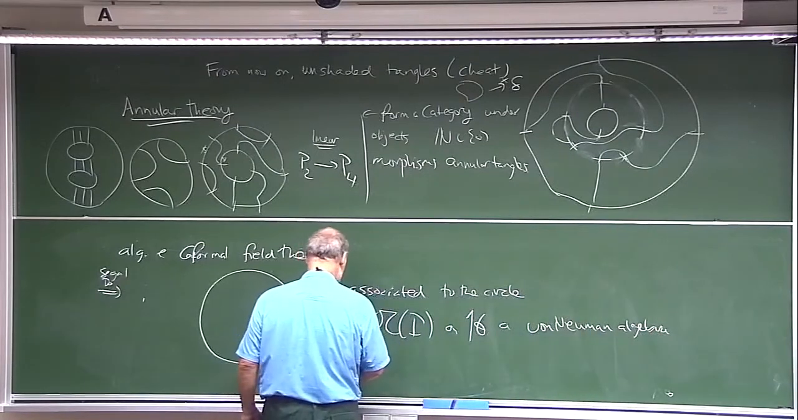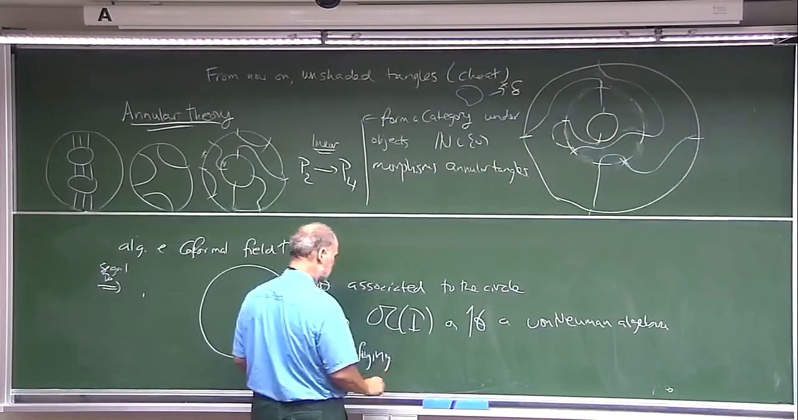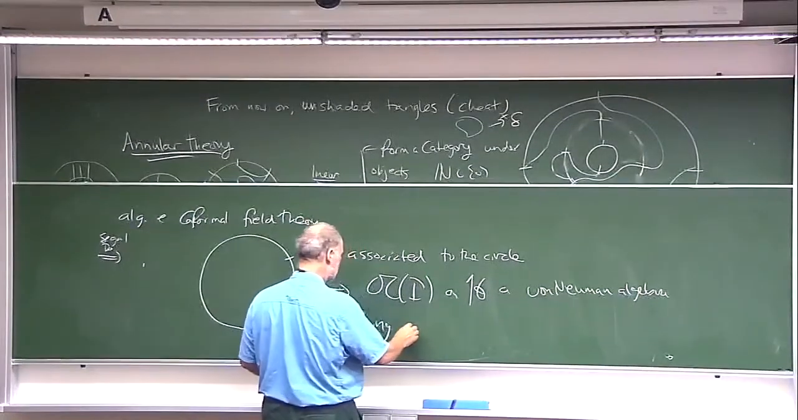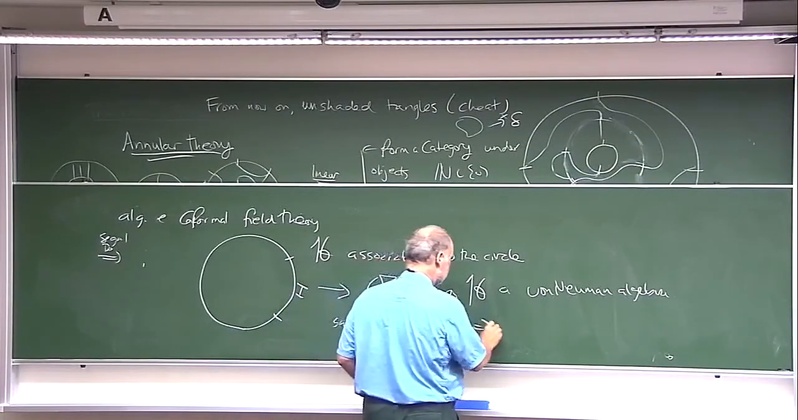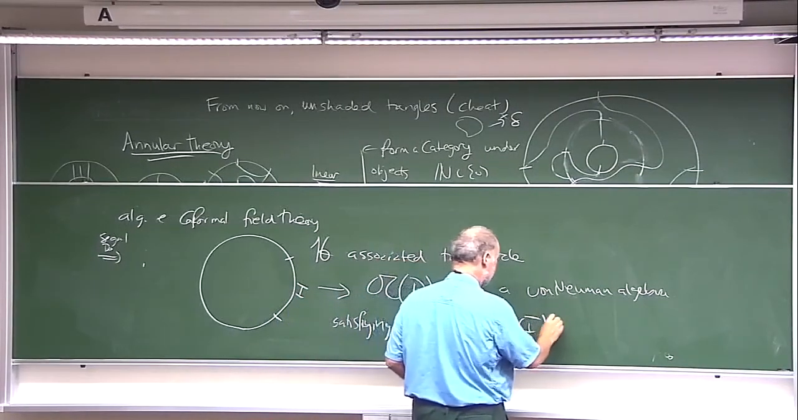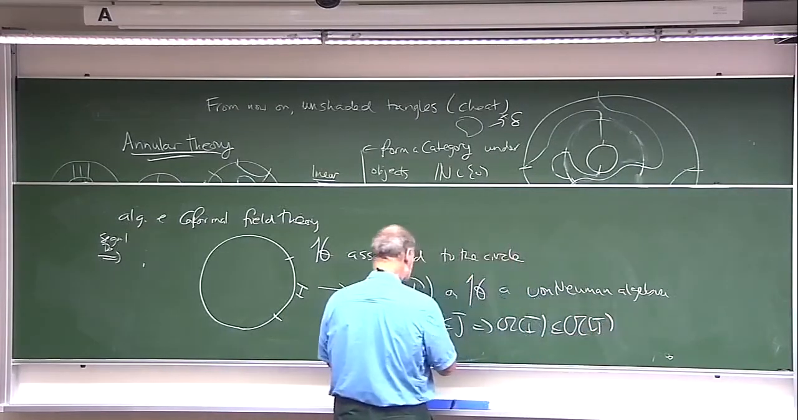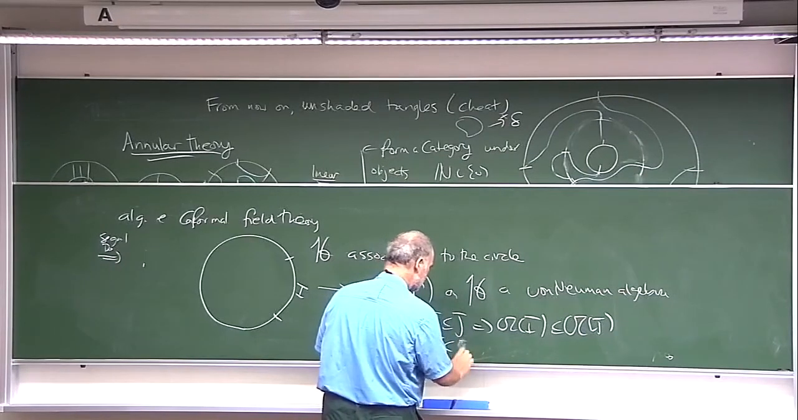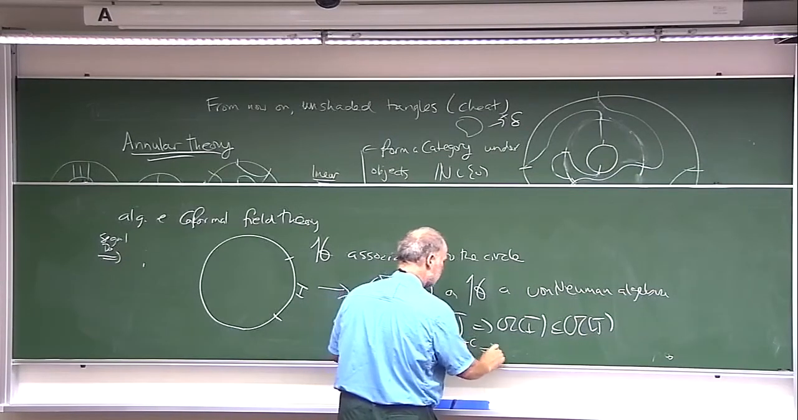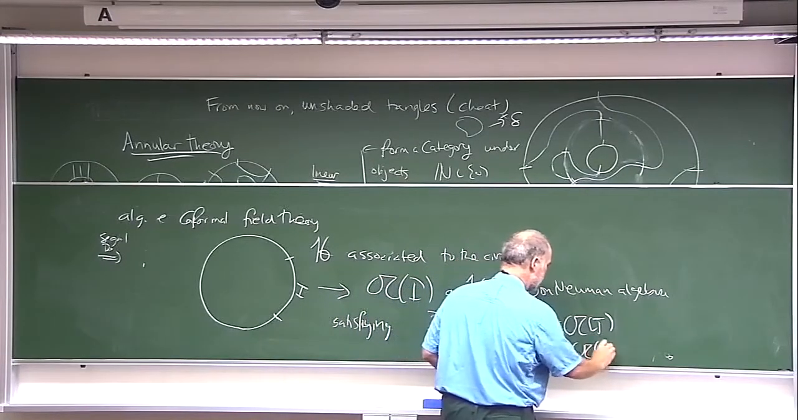Satisfying certain properties, which I'll tell you. I contained in J implies A of I contained in A of J, and more significantly, I contained in the complement of J implies that A of I is contained in the commutant of A of J.